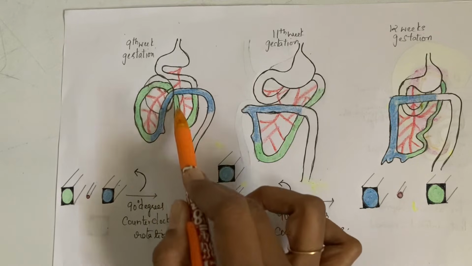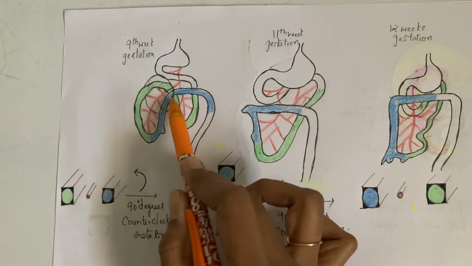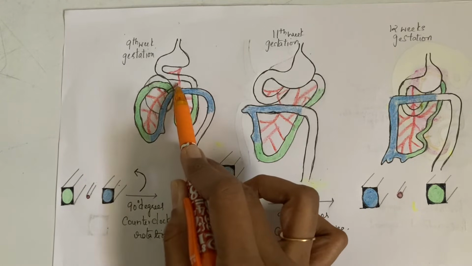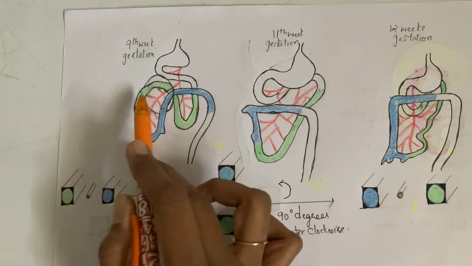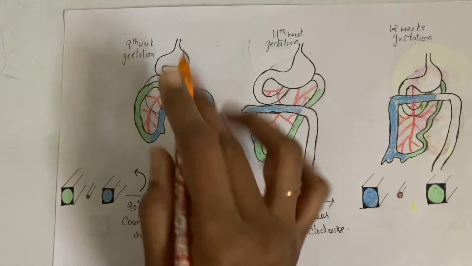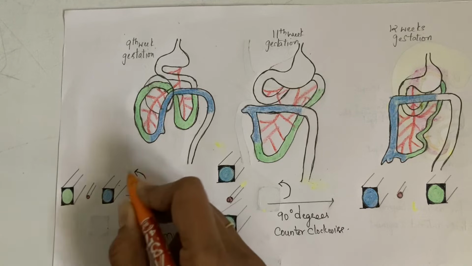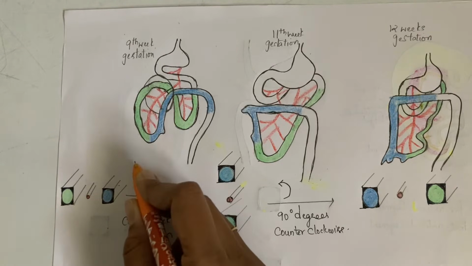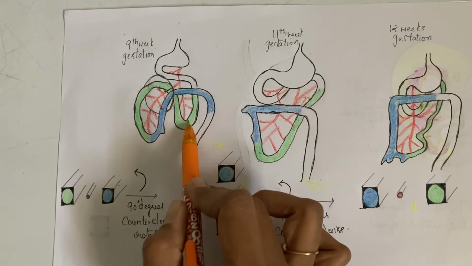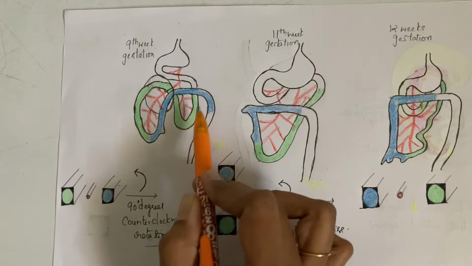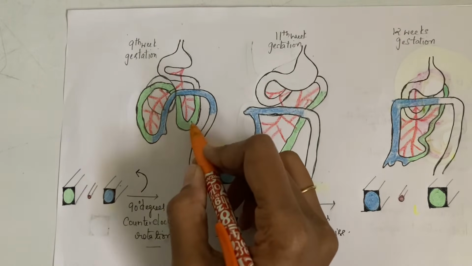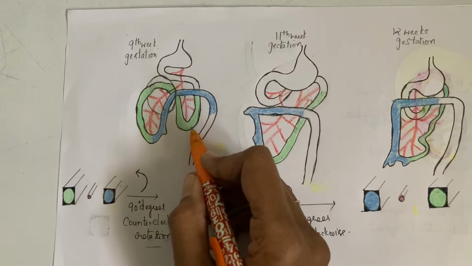While going into the abdominal cavity, this prearterial segment passes behind the postarterial segment and behind the superior mesenteric artery. So as it enters the abdominal cavity, the second 90-degree rotation has occurred. This is also counterclockwise. After this second 90-degree rotation, this prearterial segment, that is the ileal and jejunal loops, lie posteriorly on the left side of the abdominal cavity.